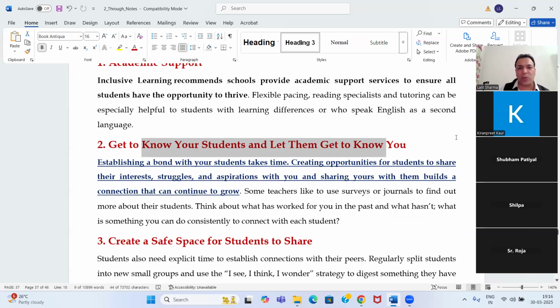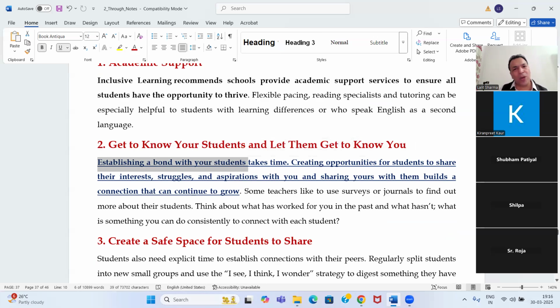Get to know your student and let them get to know you. Means establishing a bond. You have to establish a bond with the student.